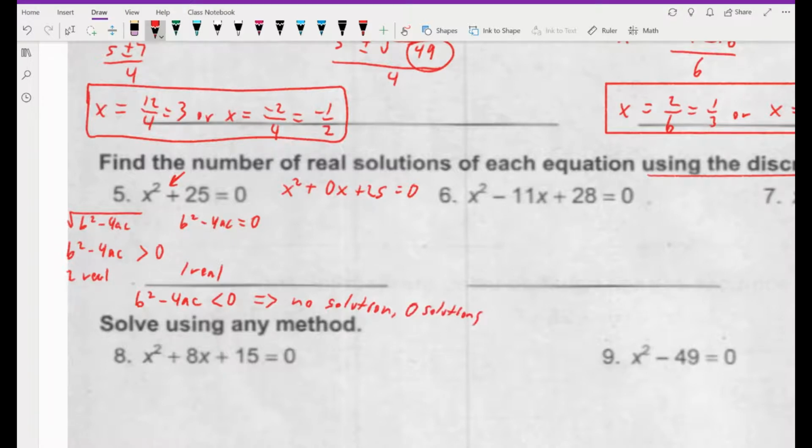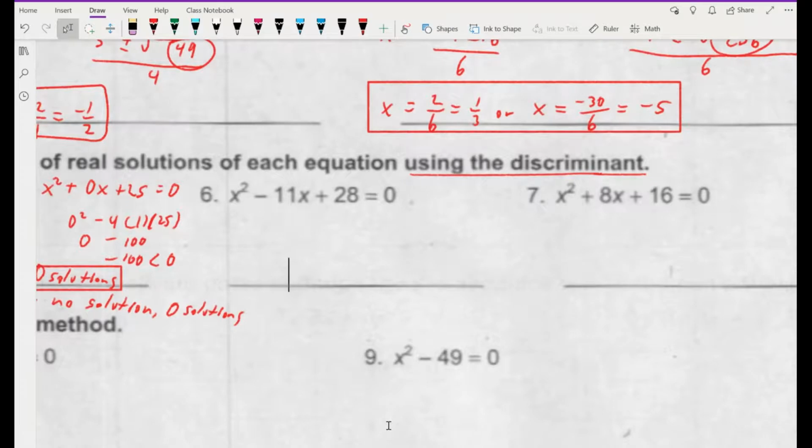So let's look at number 5. b squared, so we have 0 squared minus 4 times a times c. A is 1, c is 25. So we get 0 minus 100, which is negative 100, which is less than 0. So in this case, for number 5, we will get 0 solutions. It means this quadratic would never cross the x-axis. So it's really bad. Let's see if we can fix that. It'll never cross the x-axis.